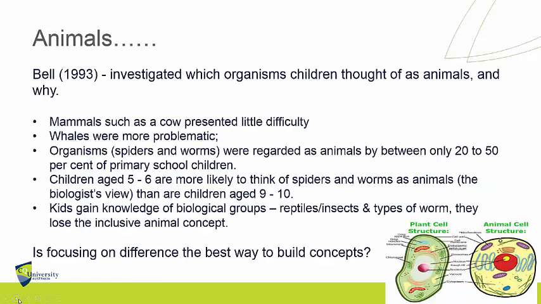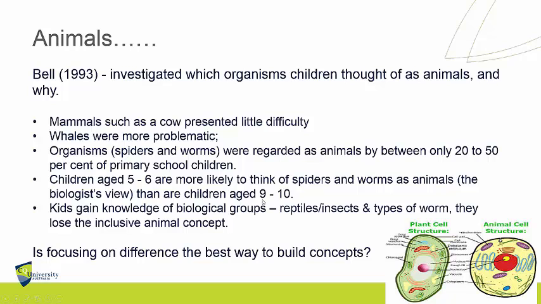Animals: Bell did a seminal investigation into the organisms children thought of as animals and why. Cows were pretty clear organisms. Whales, a little more problematic. Some didn't think they were an animal. Some people thought they were a fish. Spiders and worms, no, they're insects, they're not animals. Interesting, only 25% to 50% of primary school children thought that spiders and worms were animals. Children aged 5 to 6 were much more likely to think of spiders and worms as animals.